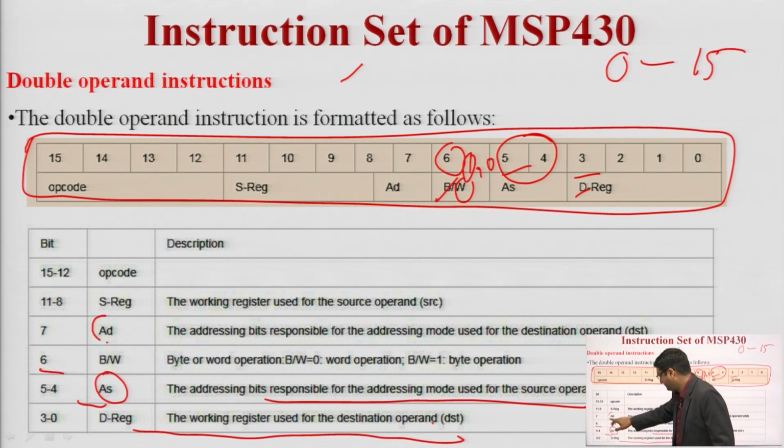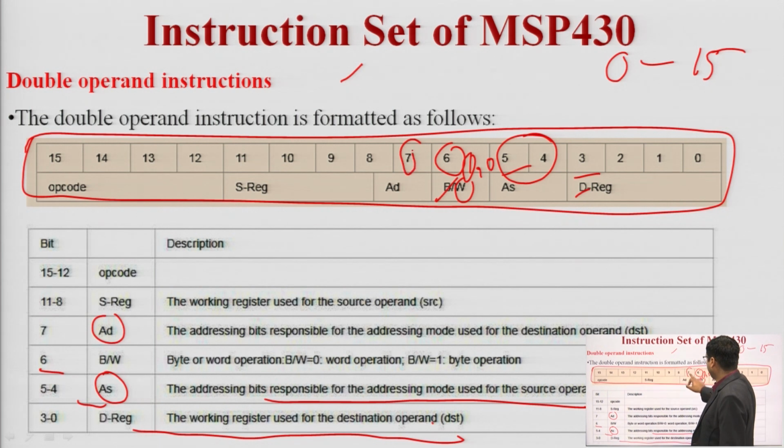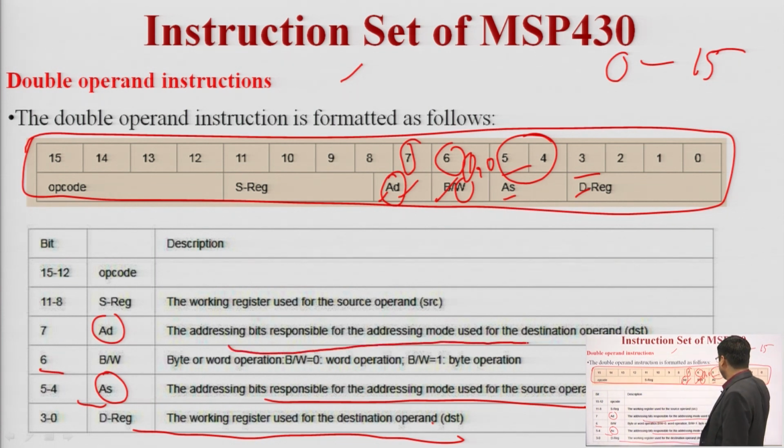Here you can see that bit 7 is dedicated to the AD. AD means the address for the destination. Similarly, AS represents the address for the source. So, bit 7 is dedicated to the addressing bits responsible for the addressing mode used for the destination. So, A means the address, and for the destination, okay.